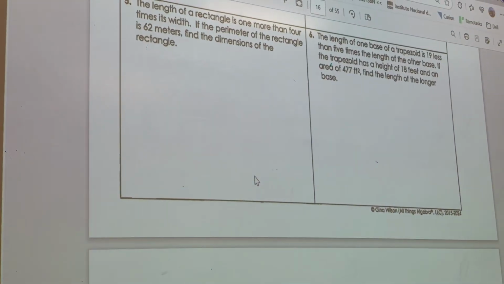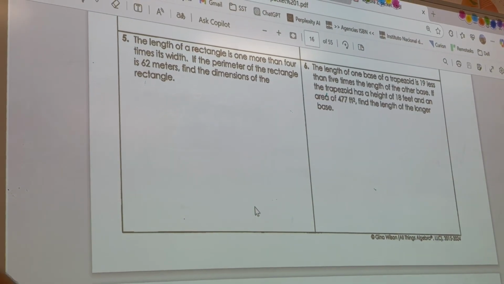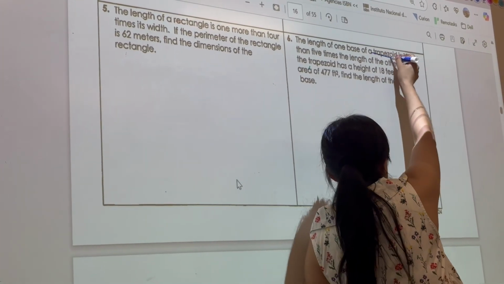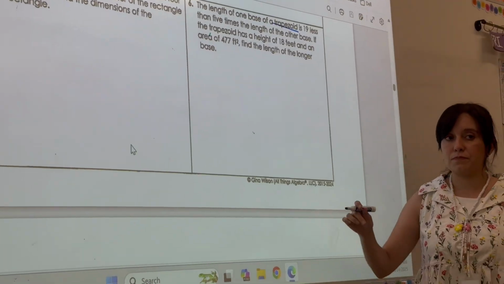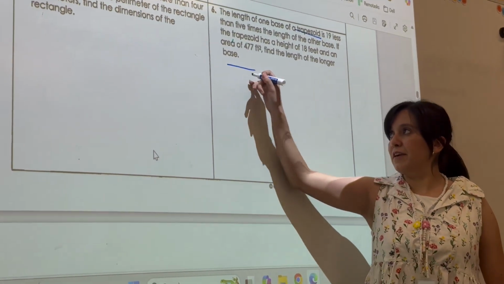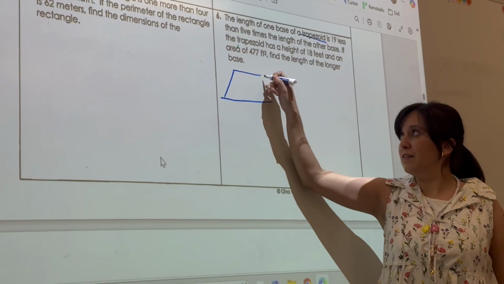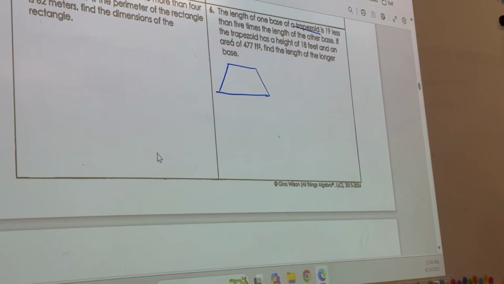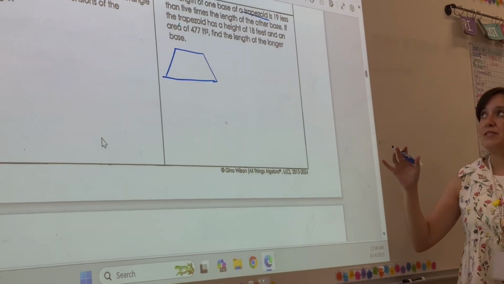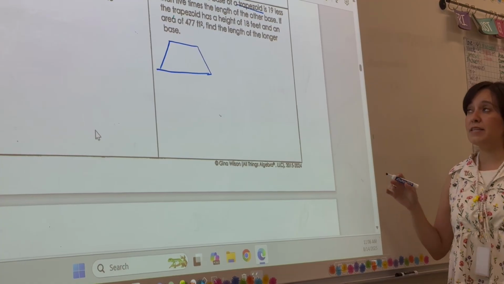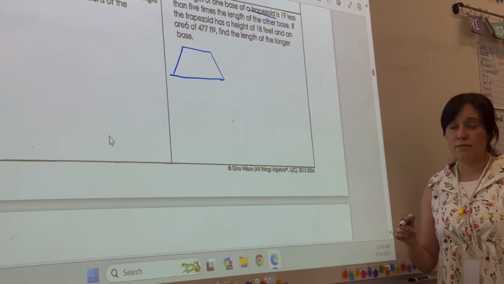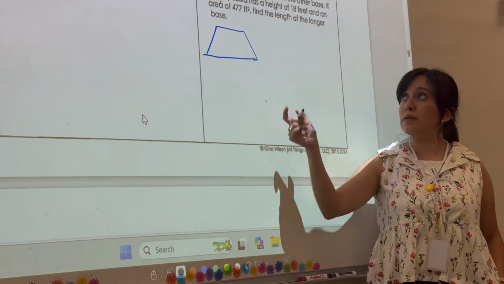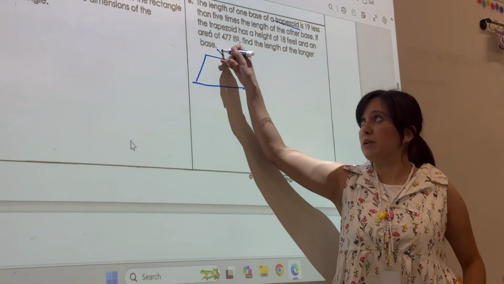Okay, so number 6, it says the length of one base of a trapezoid. So we have a trapezoid. What shape is a trapezoid? How do I draw a trapezoid? Okay, the length of one base of a trapezoid is 19 less than 5 times the length of the other base. So first, we're going to put one letter to one of the bases. Which one? Doesn't matter. I'm going to put it on the small one, okay?